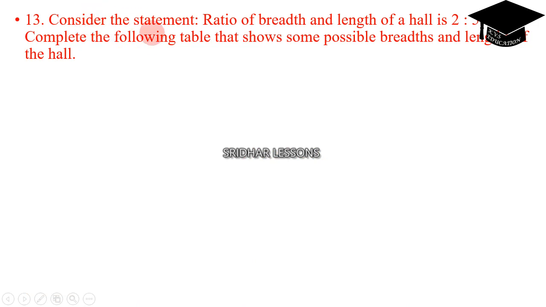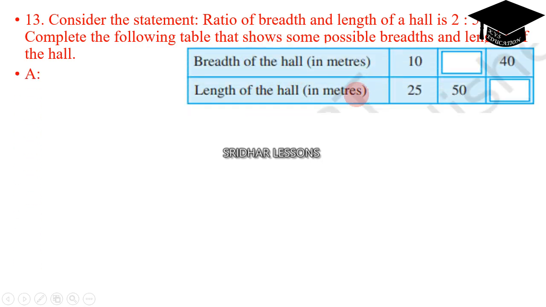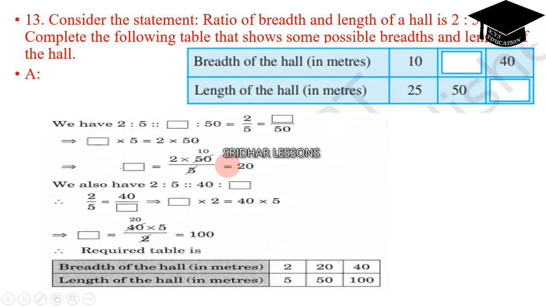Question number 13. Consider the statement: ratio of breadth and length of a hall is 2 is to 5. Okay, ratio of breadth and length of a hall is 2 is to 5. Complete the following table that shows some possible breadths and lengths of the hall. Okay, it should be 2 is to 5. We have 2 is to 5, which is equal to blank is to 50. Okay, this one.